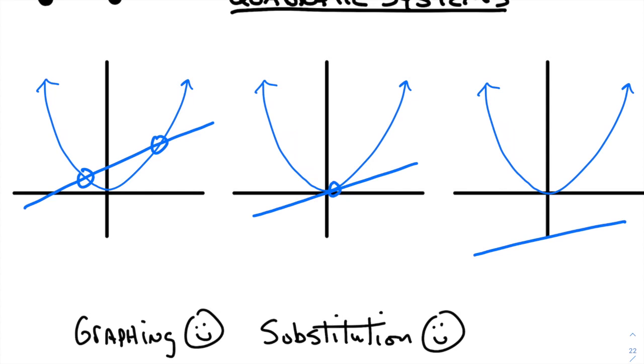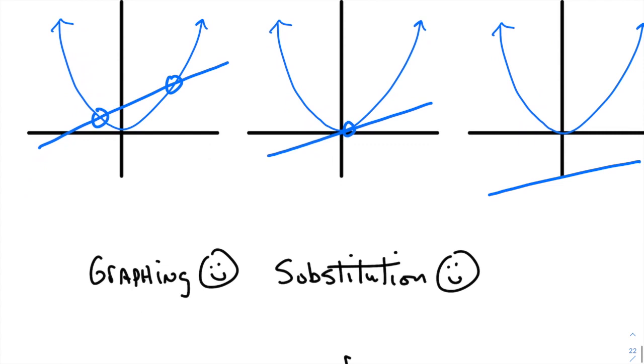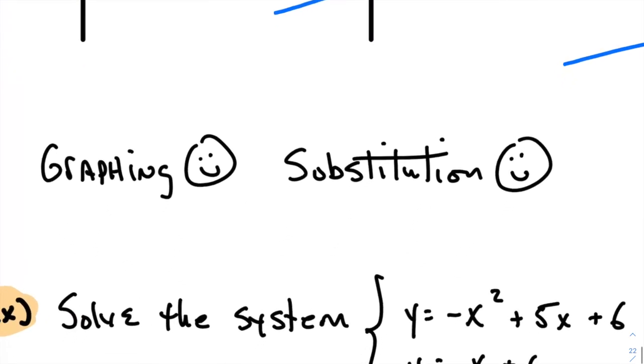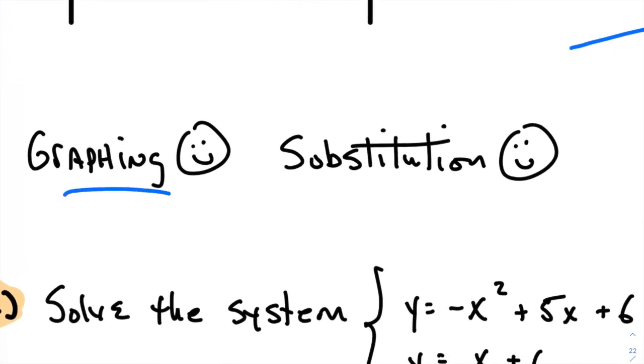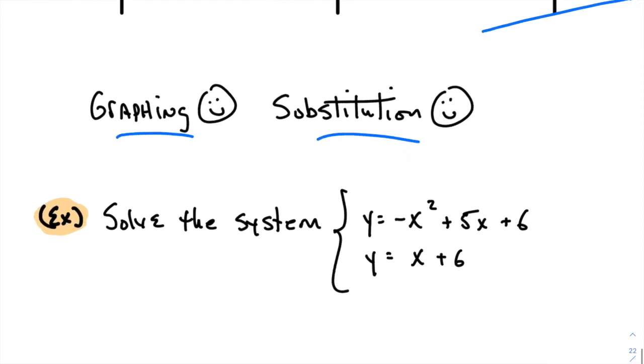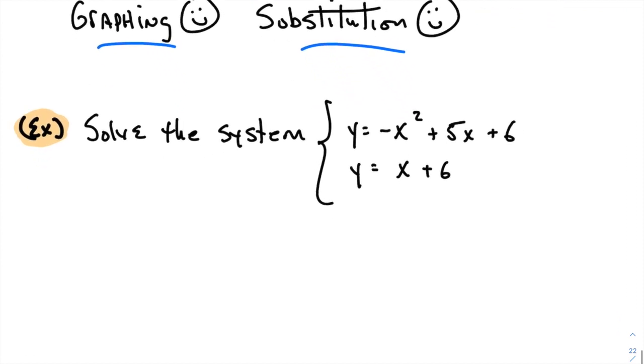So quadratic systems exist, and finding out where they touch is going to be done, well, pretty similarly to how we've done every other system we've worked on. You're going to use graphing, or you're going to use substitution. I'm not going to choose to use elimination on this, and I'm going to demonstrate both of them. So I have a sample system.